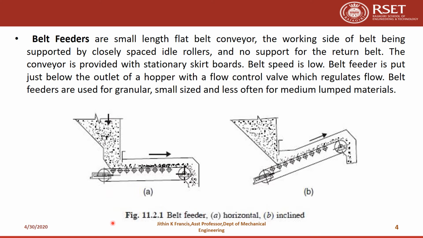Now here we can see the belt feeders, two kinds of configuration, that is horizontal and inclined. This one is a horizontal belt feeder where the belt is horizontally aligned, and in figure B you can see the inclined alignment of the belt. So it's an inclined belt feeder. Based on the configuration, we can use belt feeders for granular, small size and less often for medium lumped materials.